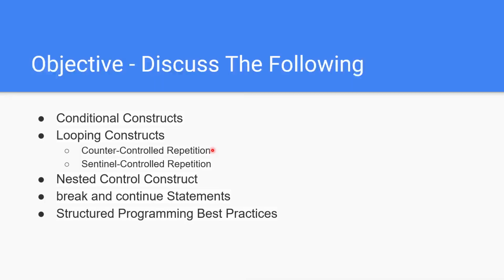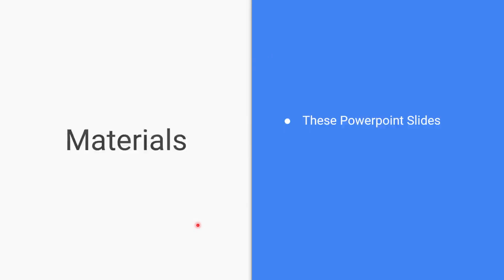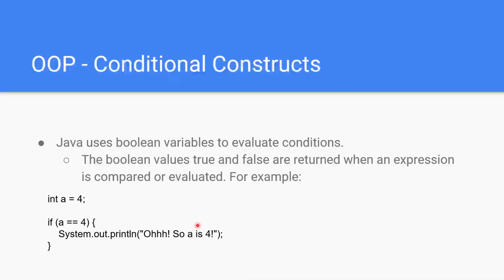And now with this video, we are going to give our introduction to our remaining videos. We're going to talk about conditional constructs. Then we're going to go into looping constructs, controlled repetition, and then sentinel controlled repetition, nested control constructs, break and continue statements, and structured programming best practices. Our material will be the current PowerPoint slides you're using and any lab reference materials. So let's take a look at conditional constructs, and this is what we'll be covering in this video.